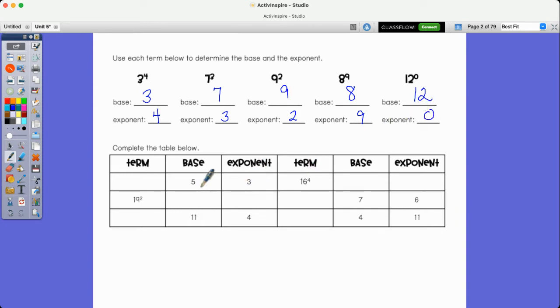So we're going to complete these. We're going to look at what we have. I have a base of 5 and exponent of 3. So I have a big number 5 and my little number 3. This, my 19 is my base, and I have an exponent of 2 or a square. I have an 11 base, 11 big number, 4 exponent. Over here, I have 16 as a base and a 4 as an exponent. I have a 7 as a base, a 6 as an exponent, and a 4 as a base, and 11 as an exponent.